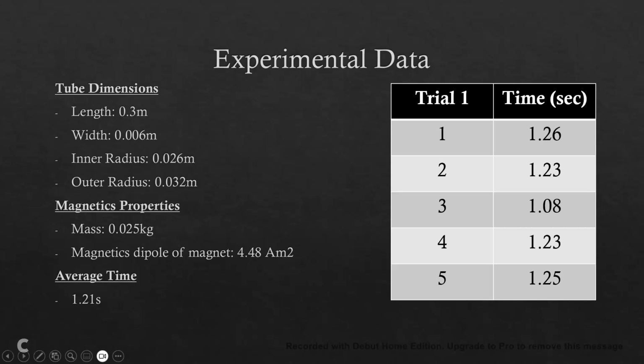For experimental data, here are the trials and the different times we got for each of the 5 trials. For our tube dimensions, we have the length, the width, the inner radius and the outer radius of the tube. For the magnetic properties, we have the mass of the magnet and the magnetic dipole moment of the magnet. Then we have our average time here.